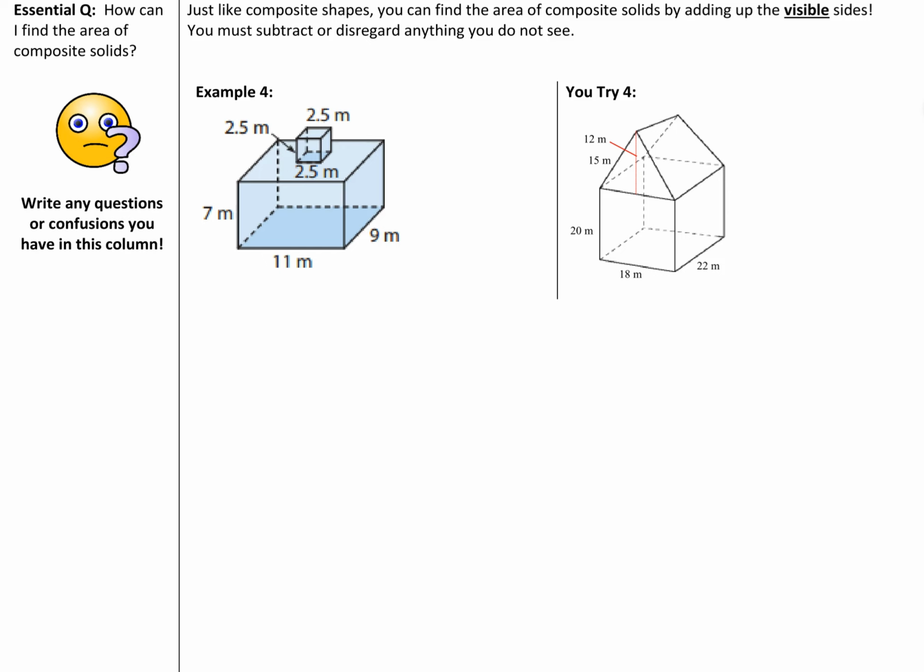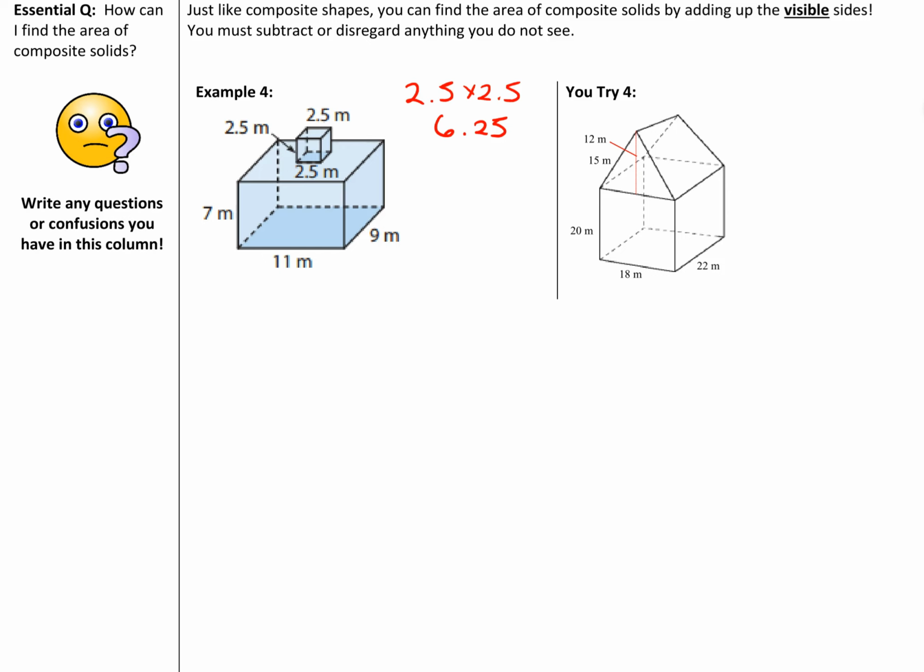We have a cube up here at the top, and if you think about it, a cube has 6 sides, but we can't see this bottom side here because it's in between those 2 shapes. So we're going to disregard that. You can only see 5 faces, 5 square faces. Each one has a dimension of 2.5 by 2.5, so the area of one face is 6.25.